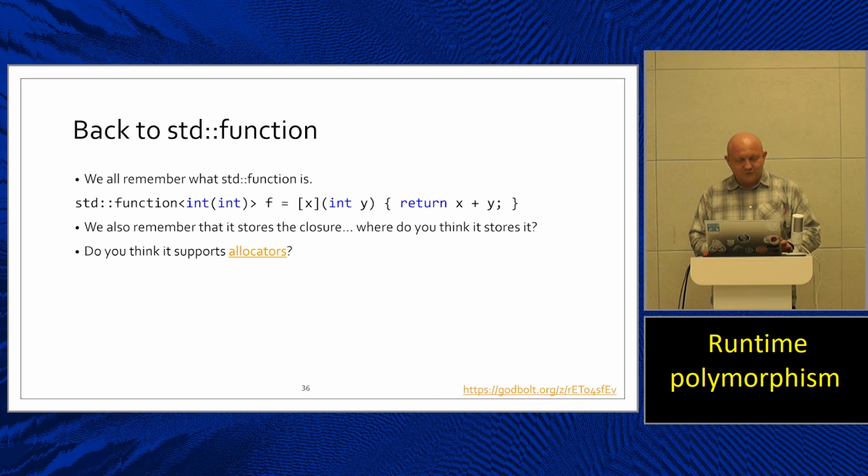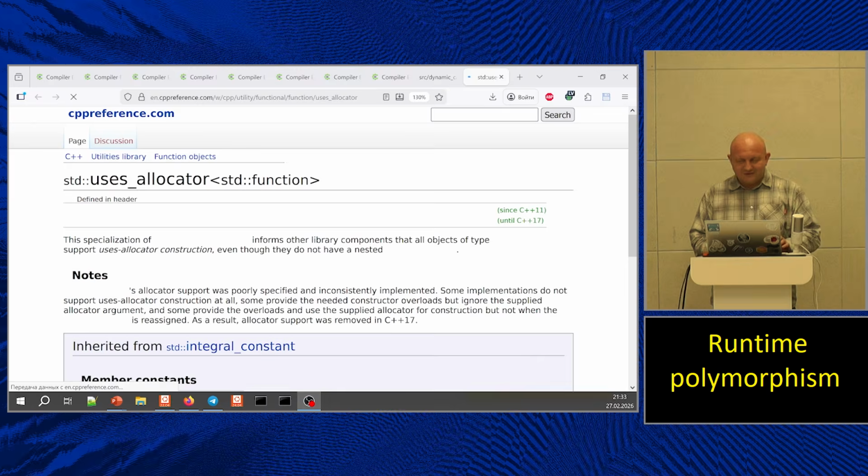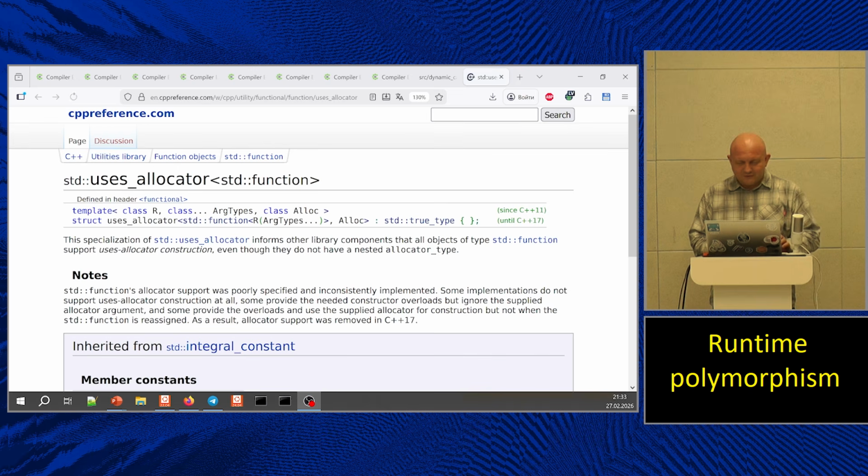Let me show you the quote from the cppreference. So the quote is: std function allocator support was poorly specified and inconsistently implemented, and some implementations do not support allocator construction at all. Some provide the needed constructor overloads, but ignore the supplied allocator argument, and so on and so forth. It's just funny to read this, but this is not the answer to the question.